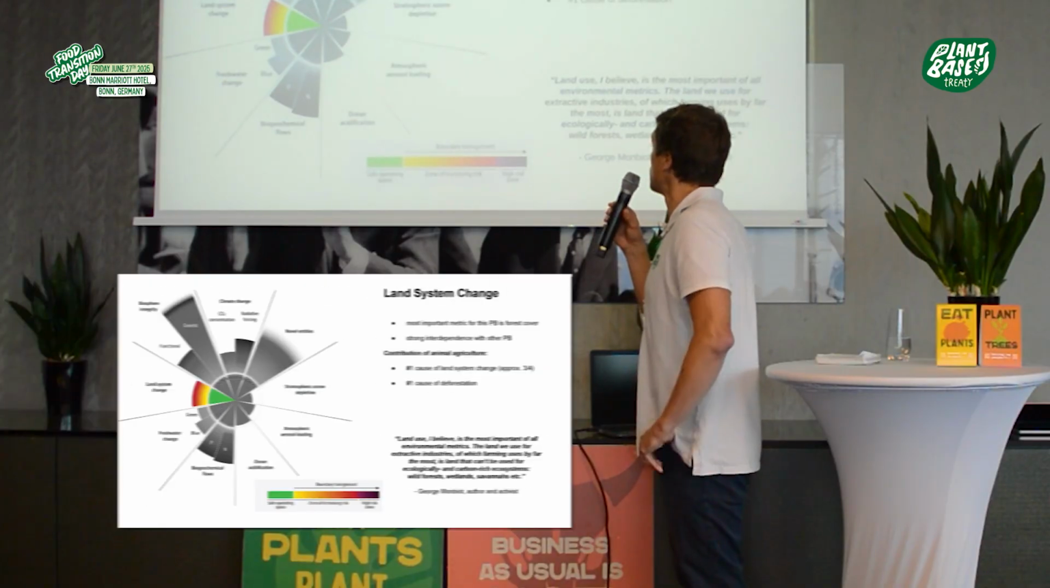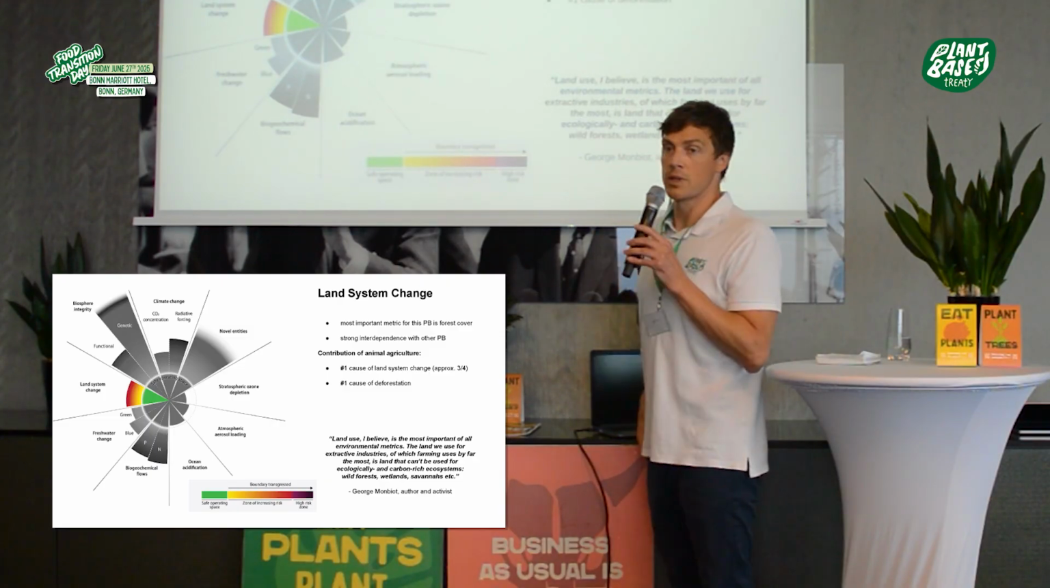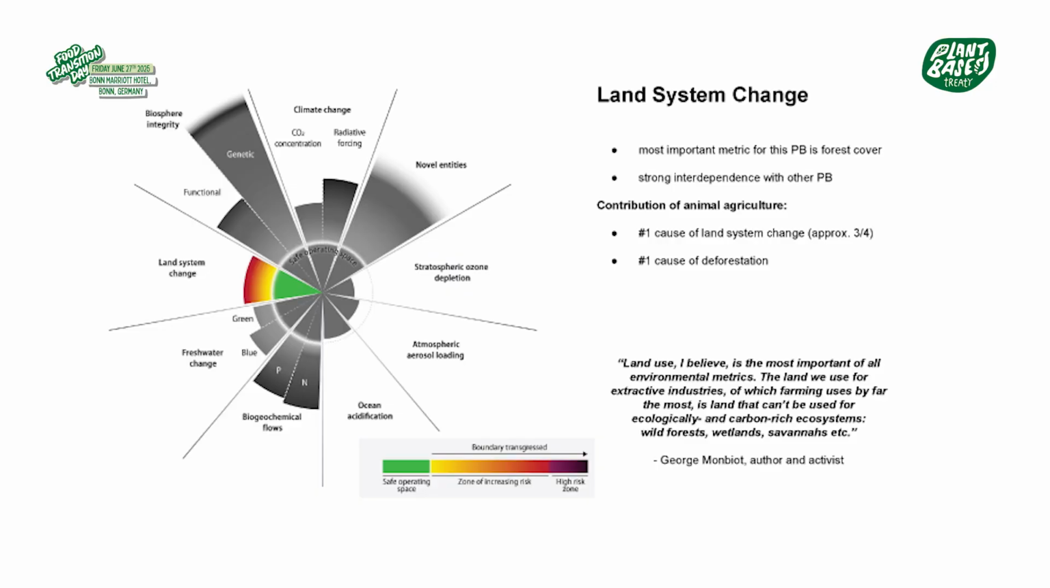And I chose to use this quote from George Monbiot. He's an author and activist from the UK. And he says, "Land use, I believe, is the most important of all environmental metrics. The land we use for extractive industries, of which farming uses by far the most, is land that can't be used for ecologically and carbon-rich ecosystems, wild forests, wetlands, savannas, etc." And I think that sums it up brilliantly.